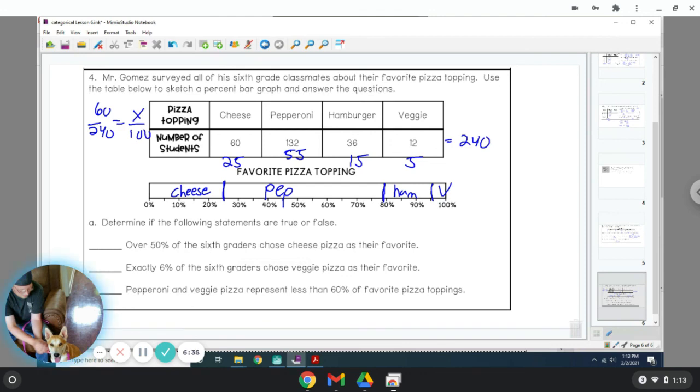So determine if the following statements are true or false. Over 50% of the students chose cheese as their favorite pizza. No, that's not true. 25% of them did. Exactly 6% chose veggies. No, that's 5%. Pepperoni and veggie pizza represent less than 60% of their pizza. Actually, it represents 60%. So all of these are false. That's interesting.